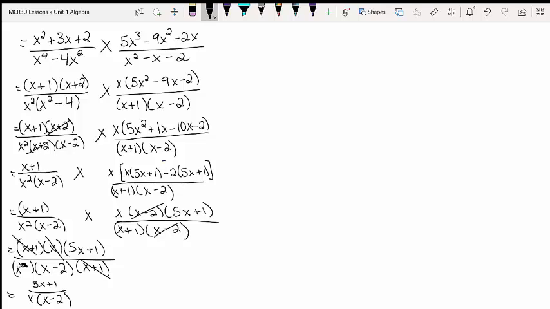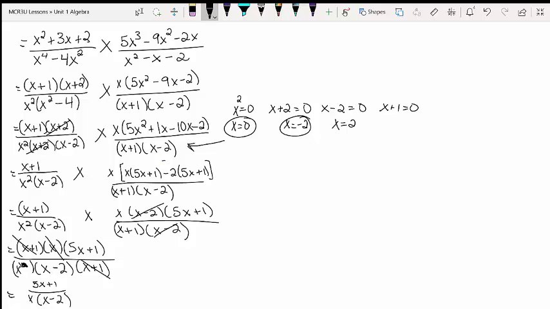Okay, let's state our restrictions. So let's go back to when our denominators were in factor form. So before we cancel anything out, so that's this right here. So our first restriction is setting this guy to 0. Okay, so our first restriction is at x equals 0, second is at x equals negative 2, third is at x equals positive 2, and our last one is at x equals negative 1.